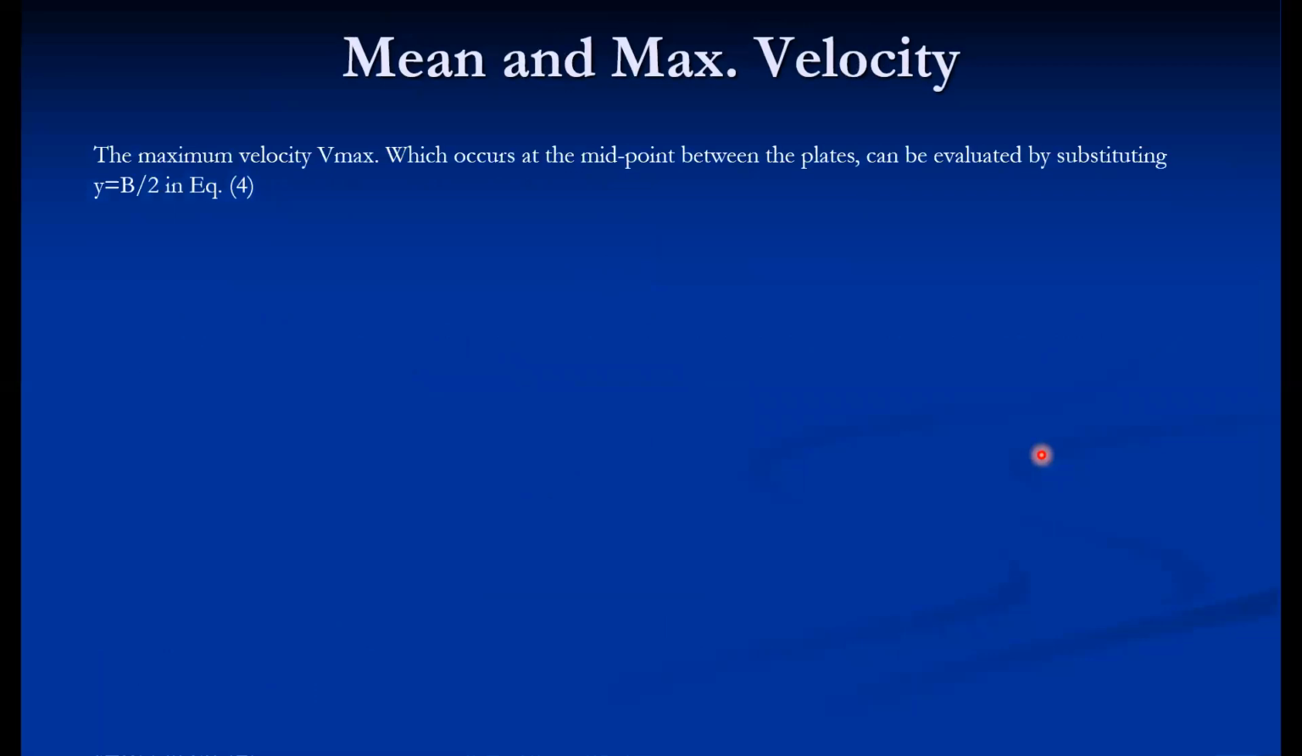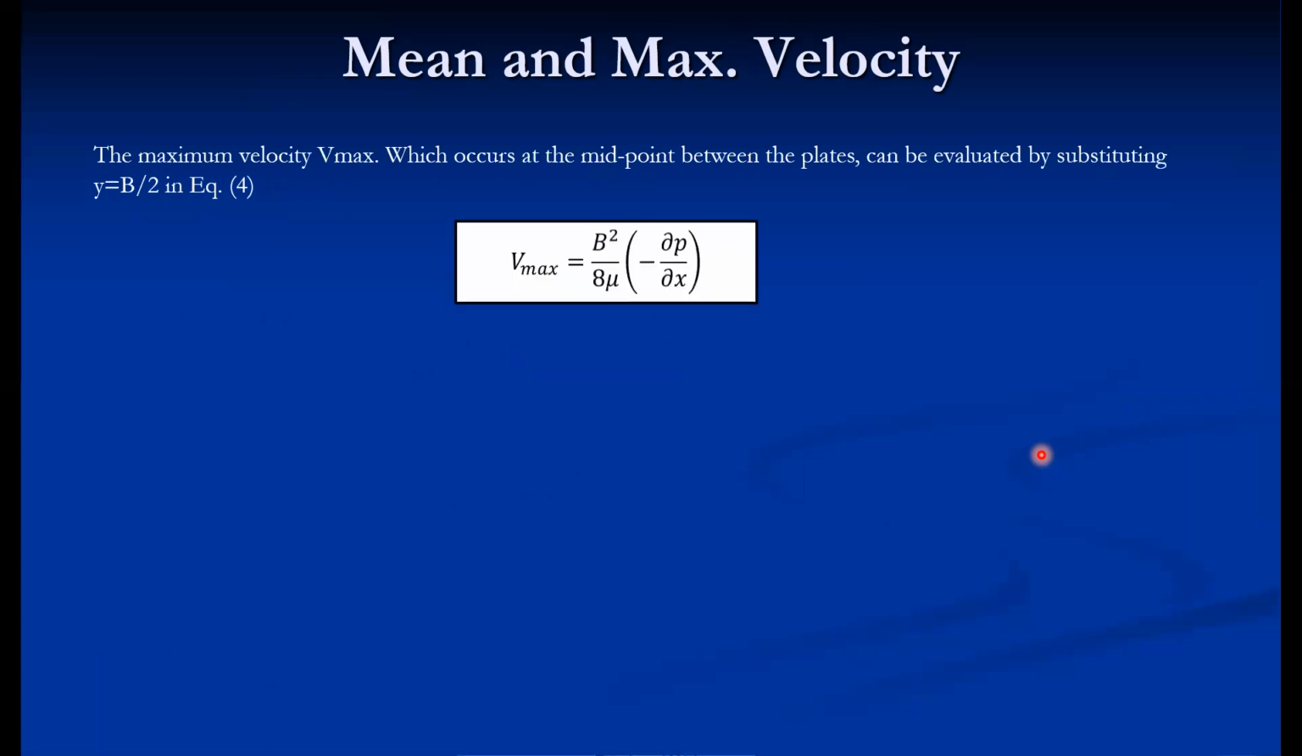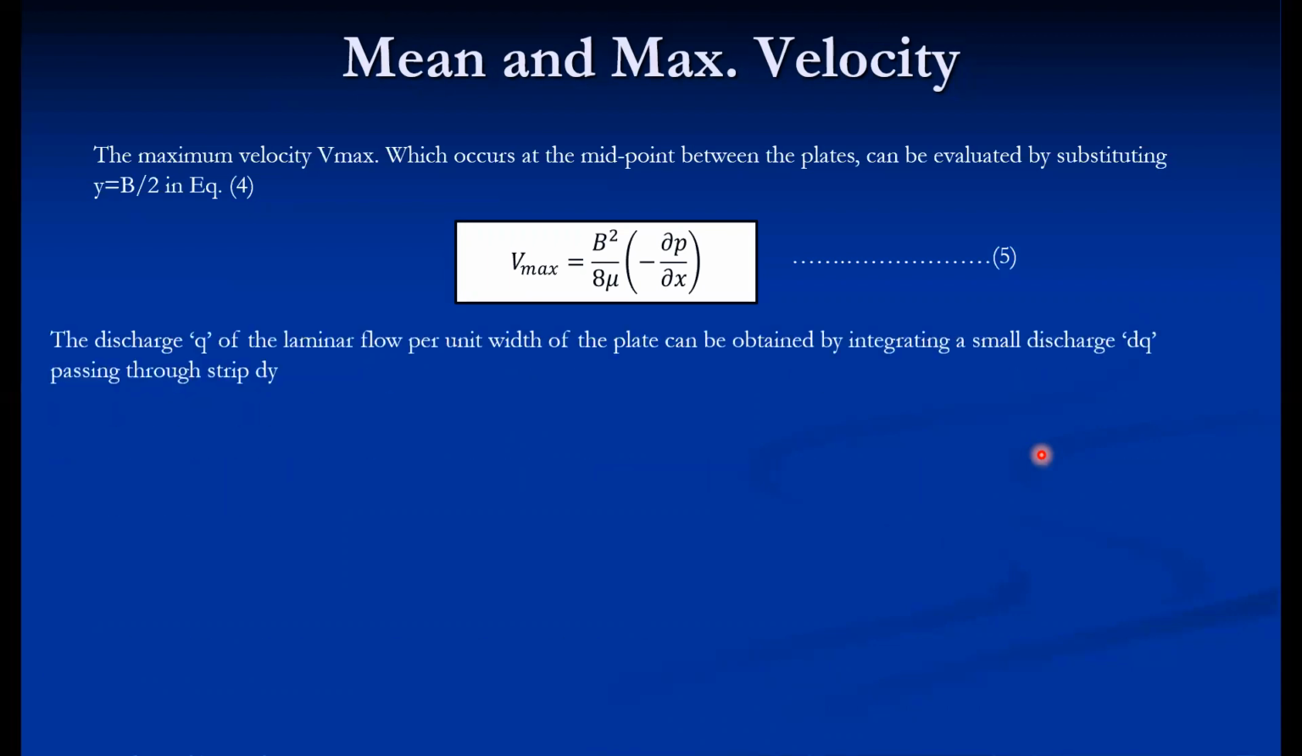Now, in order to calculate the mean and maximum velocity from the local velocity, we can substitute y equal to b/2 in the local velocity expression to get the expression for v max. So v max is equal to b squared upon 8 mu. So instead of by minus y squared, if we put that, it is b squared upon 8 mu bracket minus ∂p/∂x. Call this equation number 5.